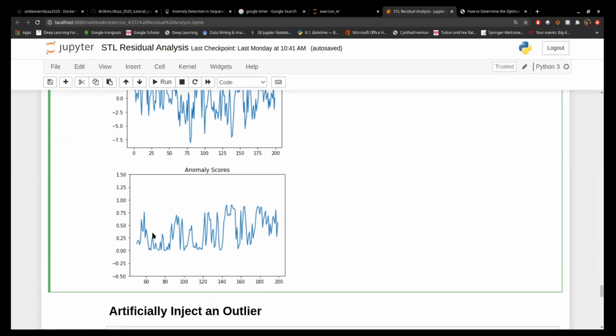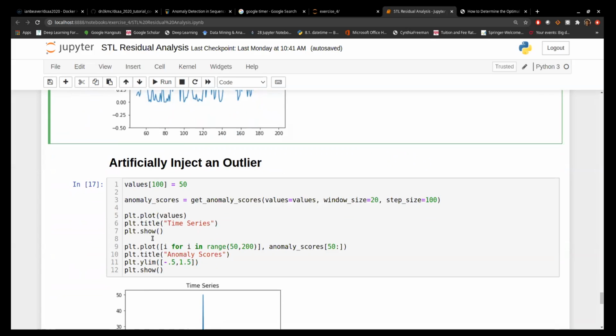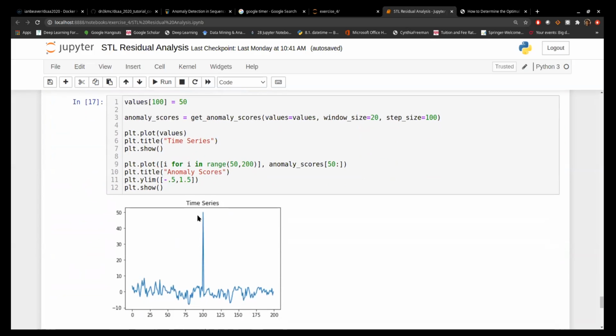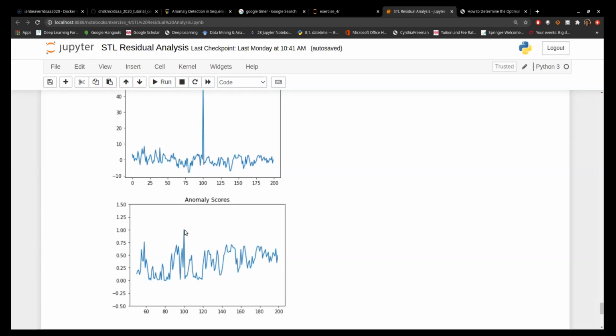So here I'm going to go ahead and artificially inject an outlier and just see what happens. So I make a big spike occur here at time step 100. And you can also see that the anomaly score also hits the max of 1 at time step 100.